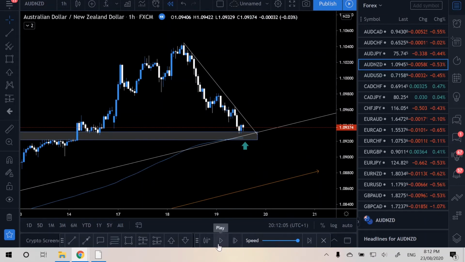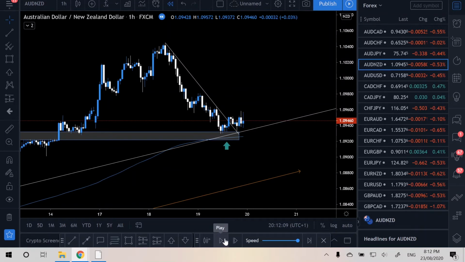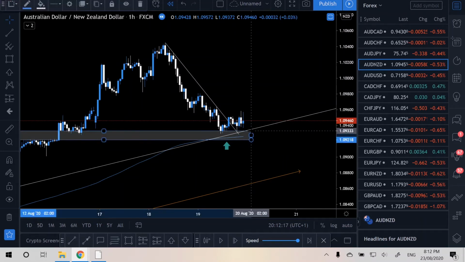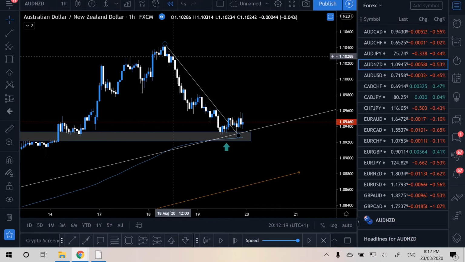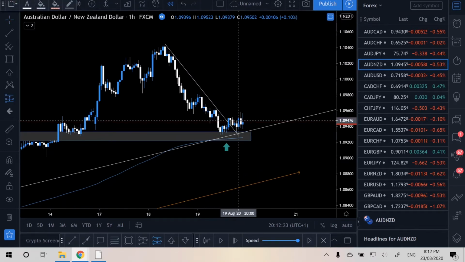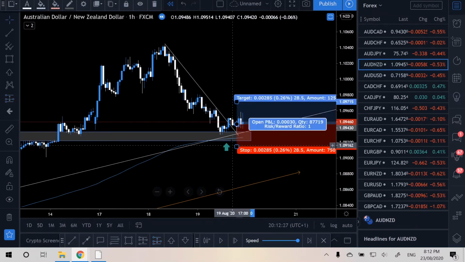Let's use this replay tool. Is it like this? Play. Yeah. So it did break, and it started to retest on this and obviously this support, and that's when I went in for an entry. I don't remember exactly where I entered, but it was around this kind of area. So let's say we entered here.